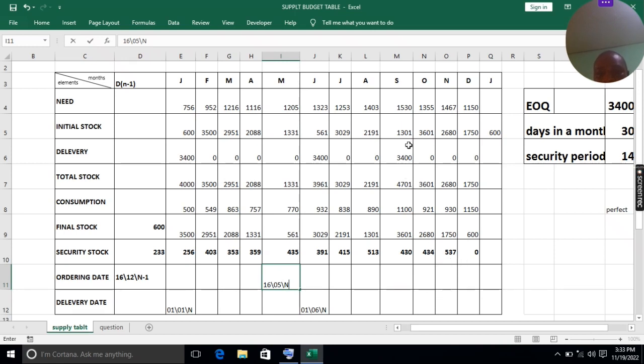So the next receipt was this date. It will be on the 01st, in September, 09. Let me go back. 01/09/N. So when did we place the order? We placed the order on the 16th, 16/08/N. So as you see, I think this is the end of the table.